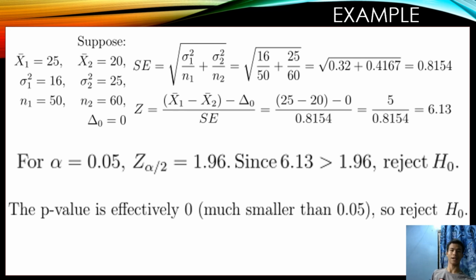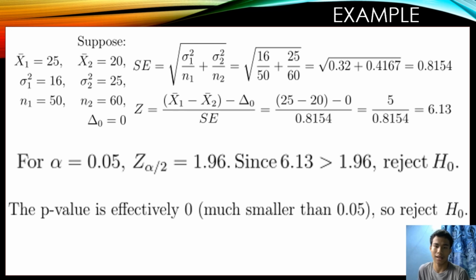SE stands for standard error, and the formula for that is the square root of sigma sub 1 squared over n sub 1 plus sigma sub 2 squared over n sub 2, in which we input the given values of 16 and 25, and our n sub 1 and n sub 2 of 50 and 60, which will give us the square root of 0.32 plus 0.4167, which is equal to 0.8154.